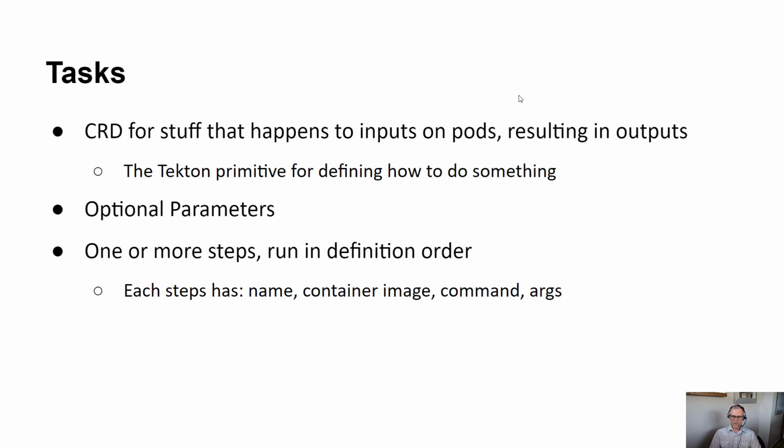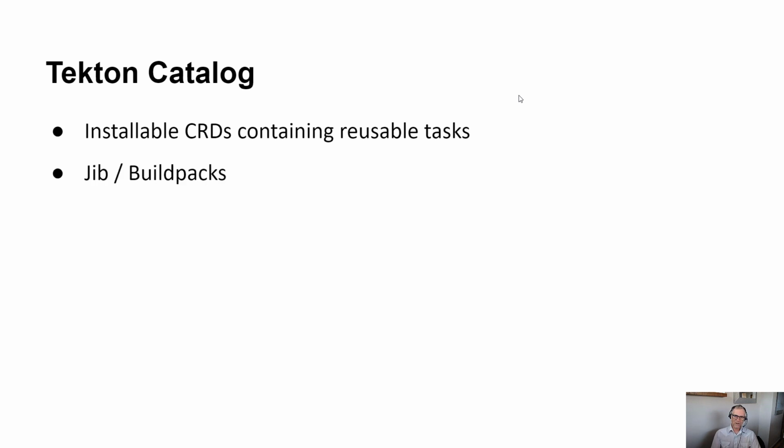So you probably don't want to have to build all your tasks yourself. Instead, it's nice if you can just use existing tasks to do things like a git clone, or to do a container image build with jib. And so luckily there's a Tekton Catalog that has a bunch of installable CRDs for reusable tasks. So you're really just installing the CRDs for your tasks.